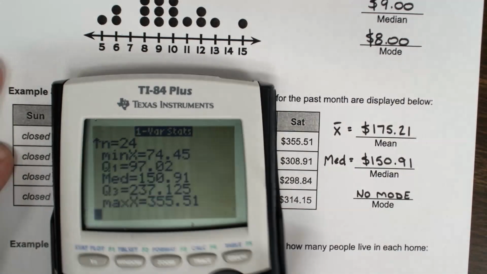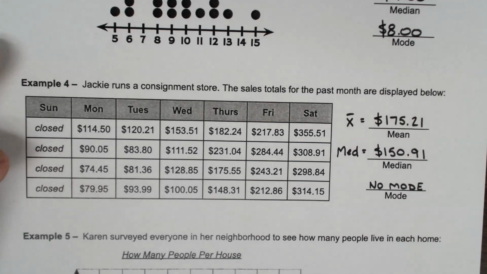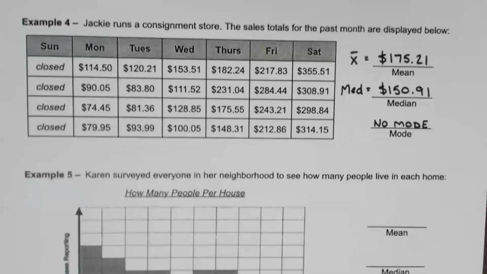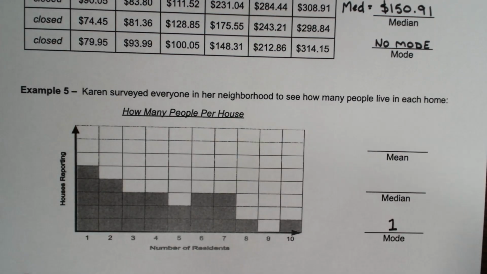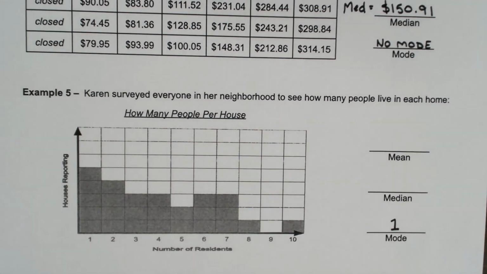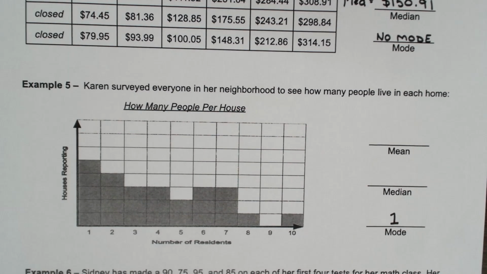Okay, take a few more minutes and try number 5. Now right off the top with number 5, do you see what the mode is? What is it? 1. Why do you think it's 1? Because there's more shading. Because it's the highest rectangle. By the way, this graph could be called a bar graph or bar chart, but it's also called a histogram, which we'll talk more about later in this chapter.